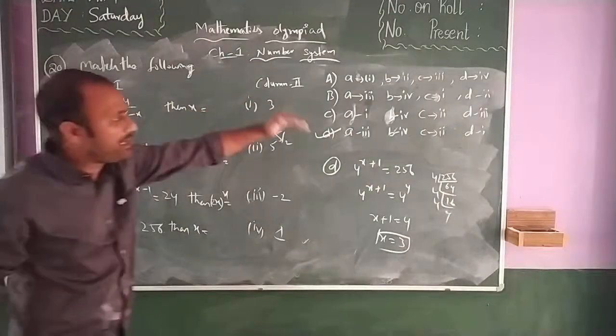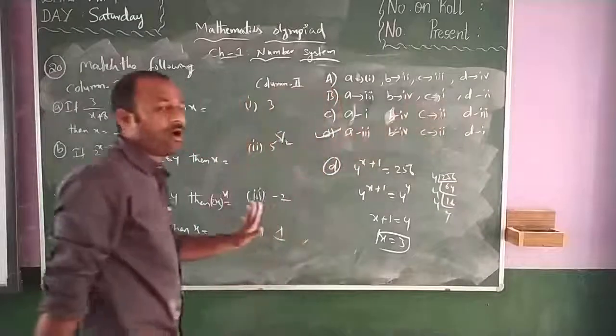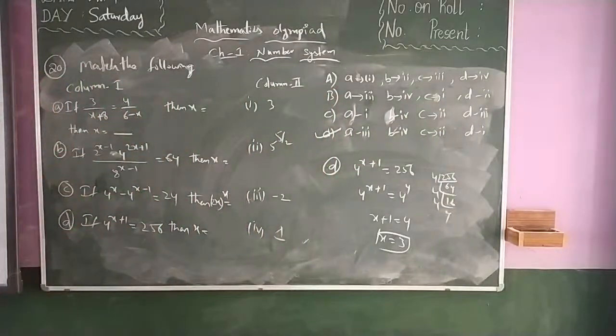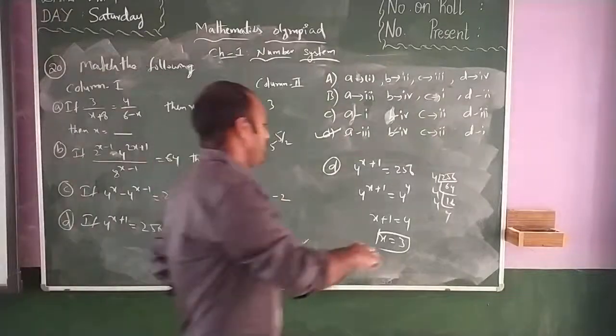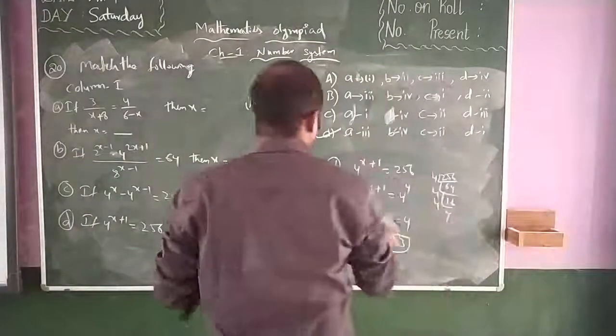So we need to match. If there are 2 options matching in all, we have to do a minimum of 2 options, whichever options are matching for us. So this is the D answer. Next, let us solve first A.